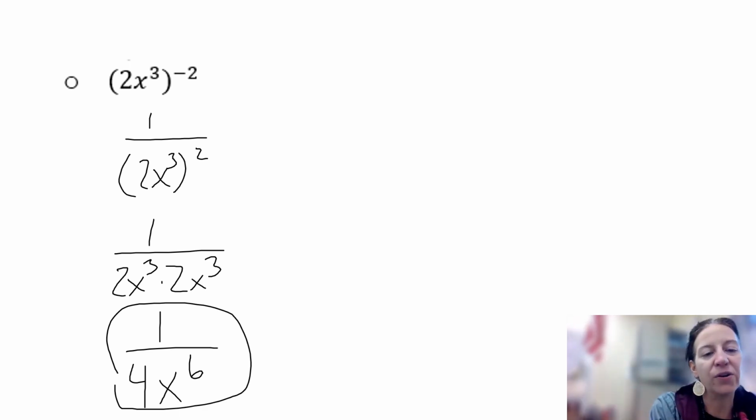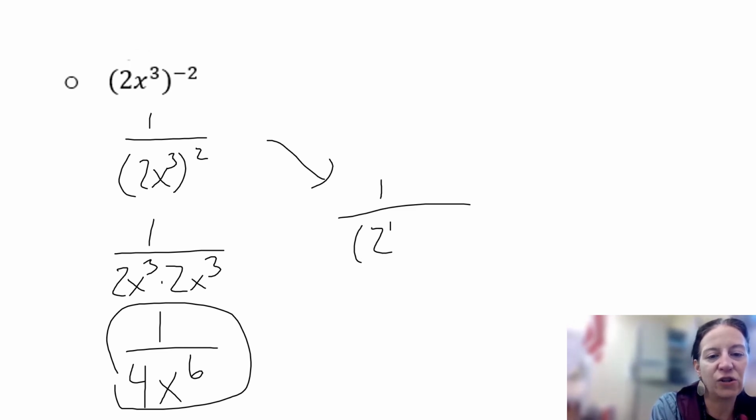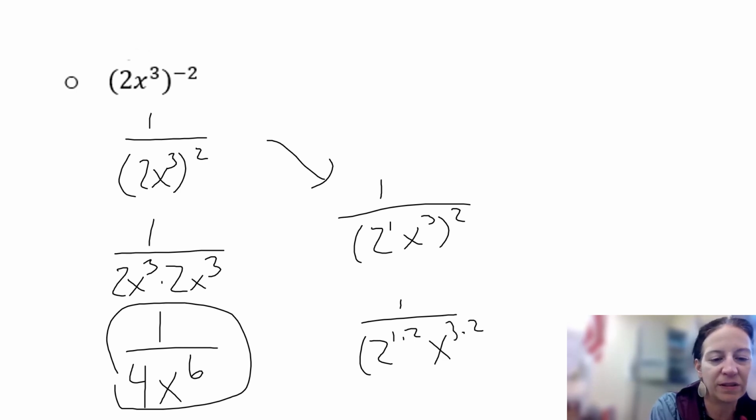You could also get there by doing this. You could say that that is 2 to the first, x to the third, and you could do it by multiplying those exponents. So 1 times 2 is 2, and 3 times 2 is 6. And then, so that's 1 over 2 squared, which is 4, and that would be x to the 6th.